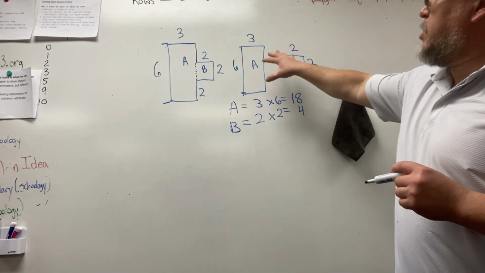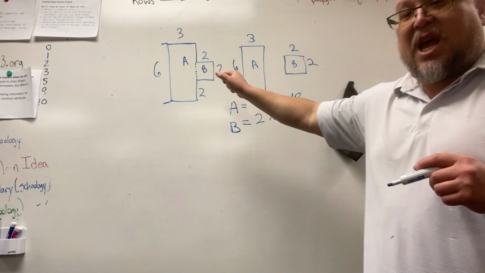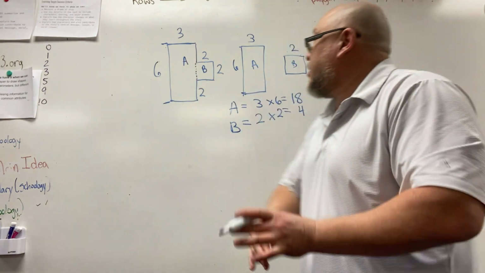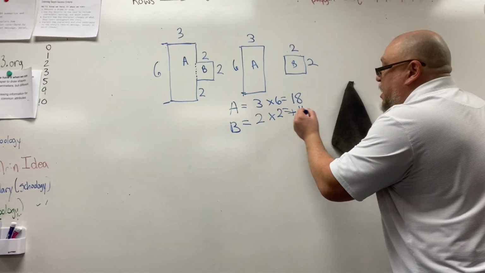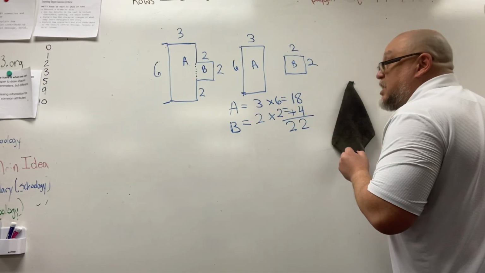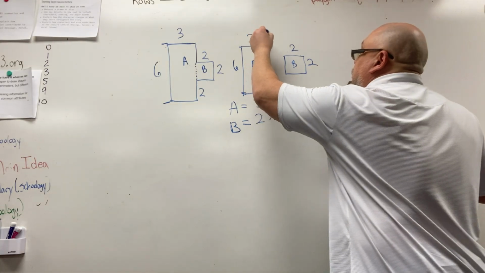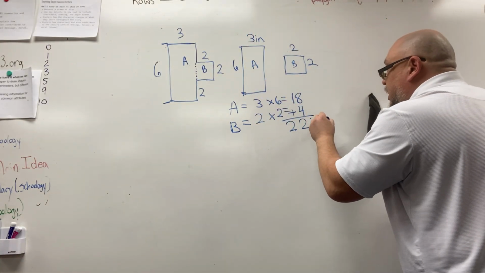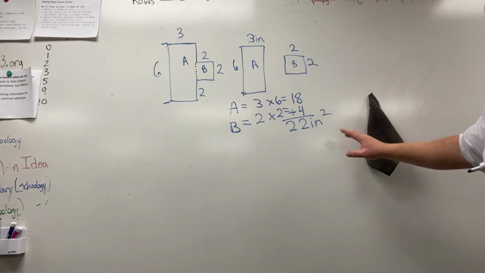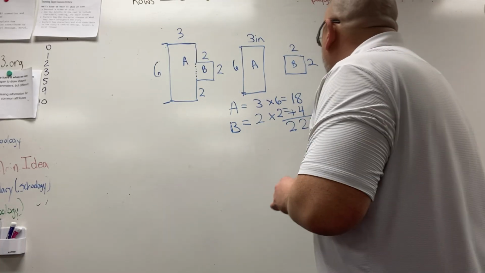Now, since we broke these shapes apart, we found the area for them, but at the end, we have to put them back together. Okay? So we're going to add shape A and shape B, which of course equals 22. And we'll say it's inches. So we know it's 22 inches squared. Easy peasy. Those are the steps.